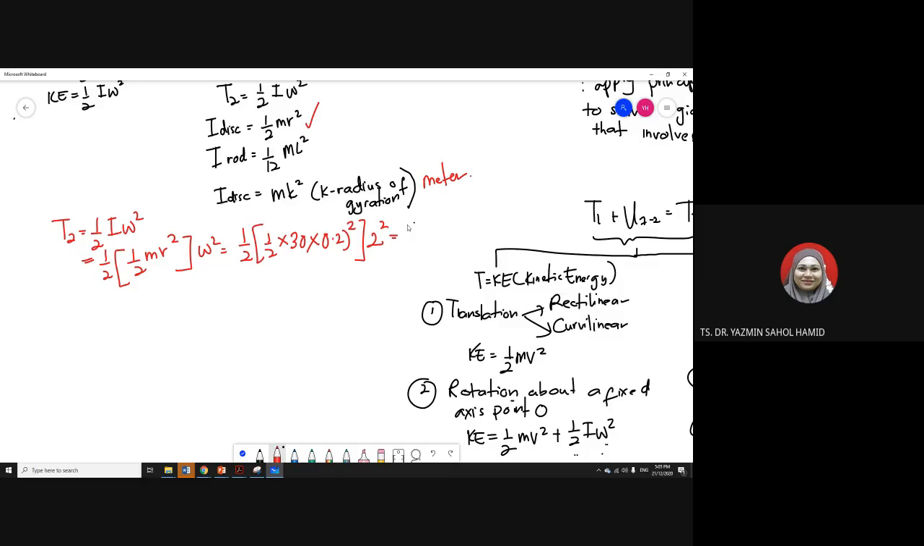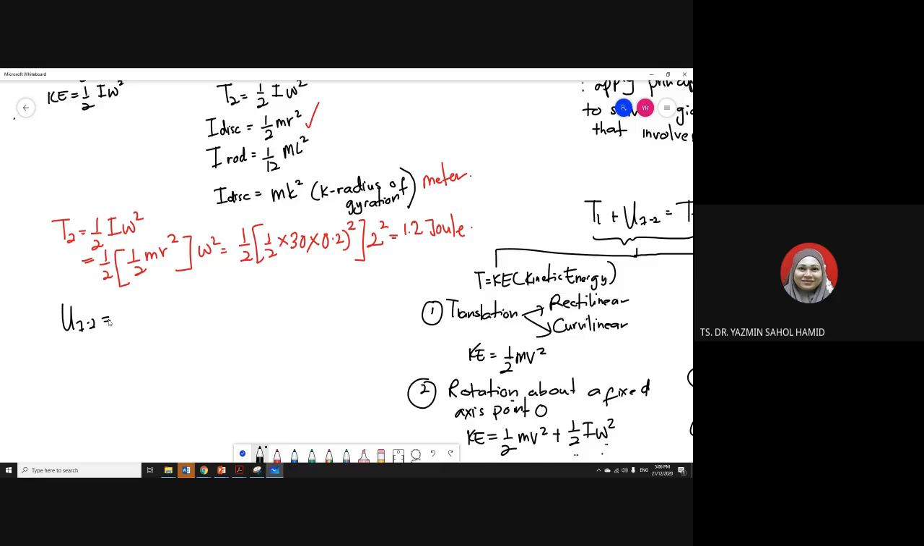Cepat sikit. What is the answer? Weh, lamanya calculate. 1.2. 1.2. What is the unit? Kita kan dah buat unit dia apa? Joule. Okay, now. Alright, now next kita nak work on work.